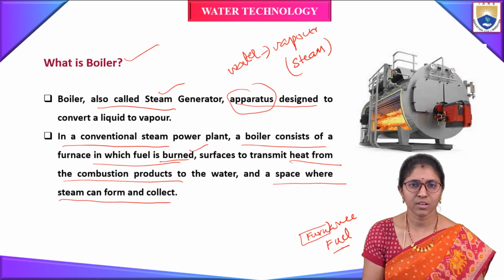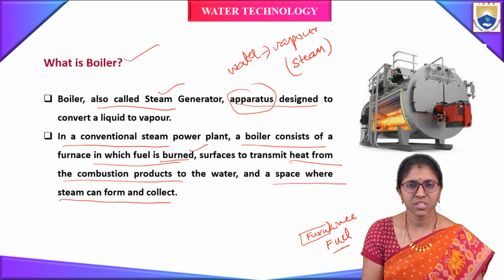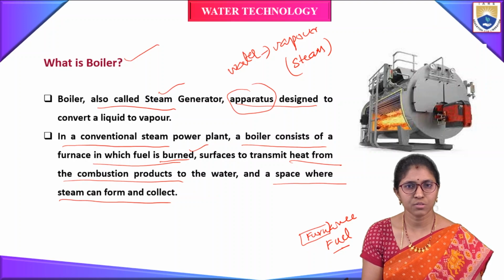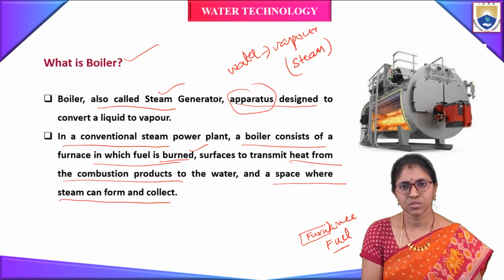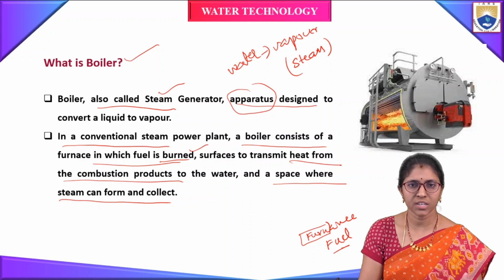So in this, we use a furnace to convert water to vapor. In the furnace, fuel is burned, and the heat which comes from the furnace is useful for the conversion of water to steam. So this is about boilers which are used in industry.